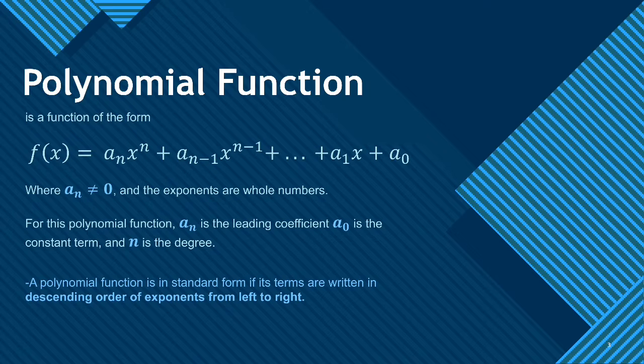n is the degree. A polynomial function is in standard form if its terms are written in descending order of exponents from left to right.